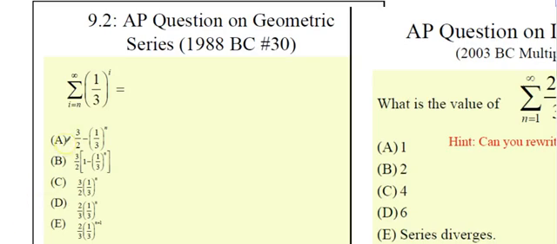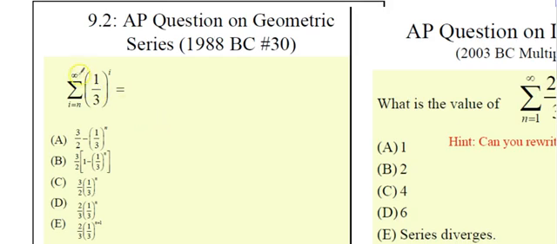Today I'm going to explain the integral test and the p-series. But before we go on to the integral test and the p-series, let's review the geometric series. So here is a past AP question, and let's take a look at this as a warm-up.